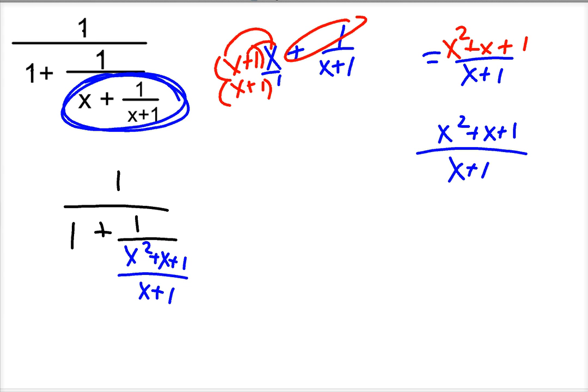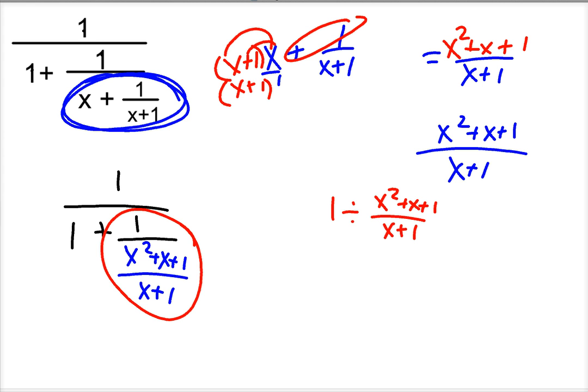The key is you have to understand that this right here is the same as 1 divided by x squared plus x plus 1 over x plus 1. Which all that means is go 1 times x plus 1 over x squared plus x plus 1. So if you have 1 over, that's basically just the reciprocal. Like if I said, what's 1 divided by 3/4? You get the reciprocal 4/3. 1 divided by 8/7, you get the reciprocal 7/8.